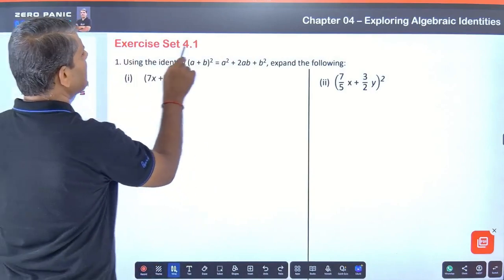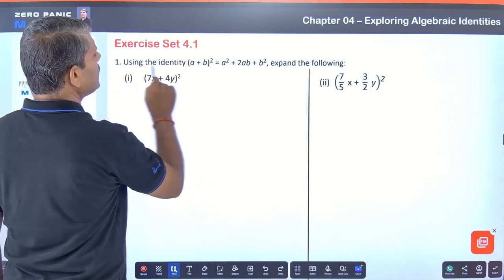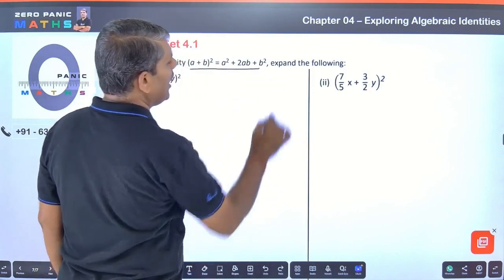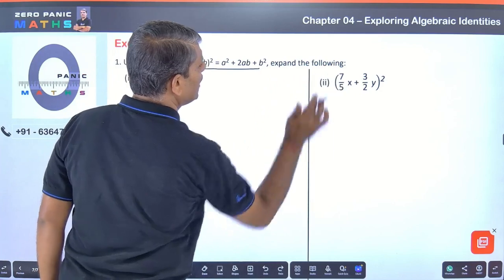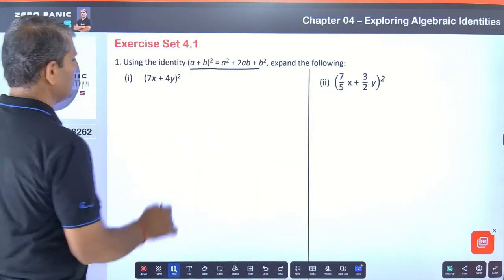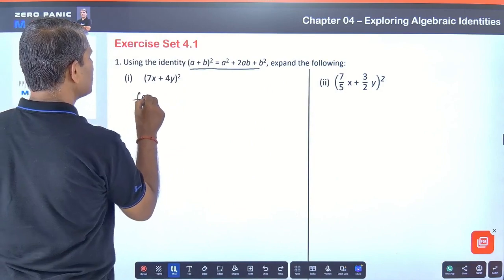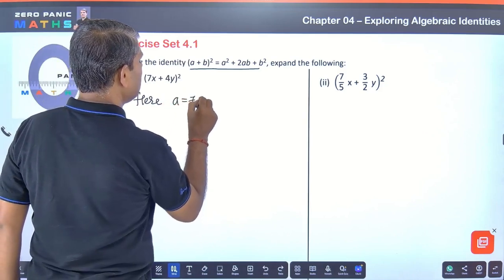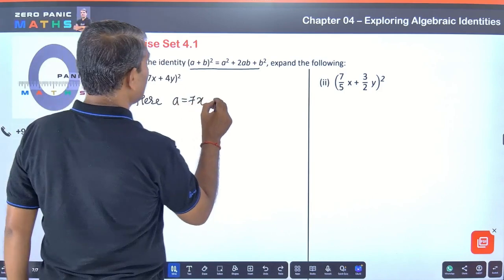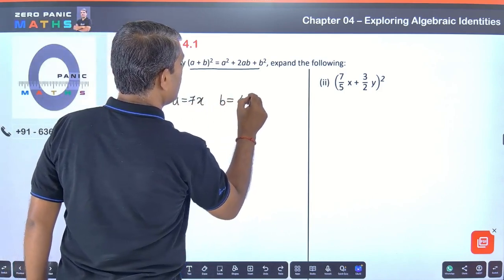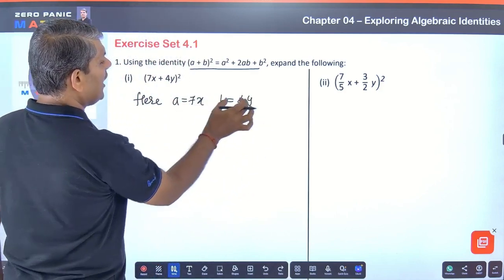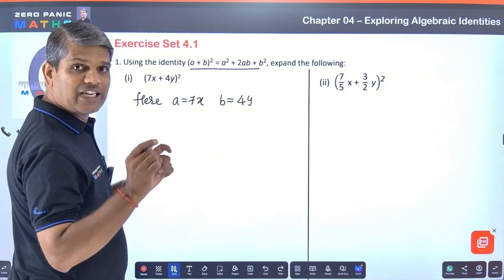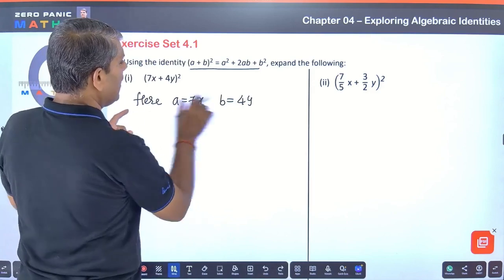Let us see exercise set 4.1. Here also we are using the same identity that we have proved now, and trying to expand the given algebraic expressions. These are all the same only. Let me do it quickly. Here a is equal to 7x, and b is equal to 4y. If you want, you can write this a and b, because I want it to be referred to with the algebraic identity (a + b) whole square. I'm writing this a and b.